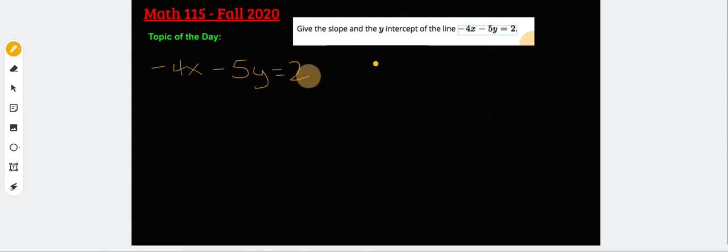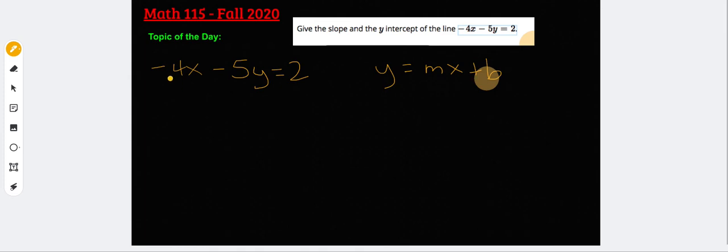Remember that in slope-intercept form, y is by itself and it is positive. It must have both for this to take on the characteristics of this. So whatever y is, y has to have no coefficient and it must be a positive value. Whatever you have to do to get there, you have to do.